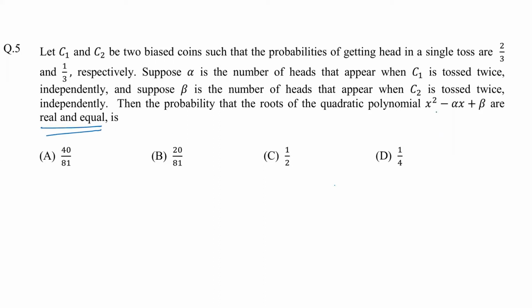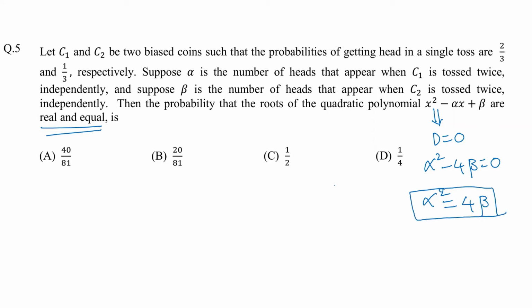And we know the property, when the roots are going to be real and equal, the discriminant must be equal to 0. That means we are going to get alpha square minus 4 beta equal to 0. That means alpha square equal to 4 beta. So that is one property that we are going to get.